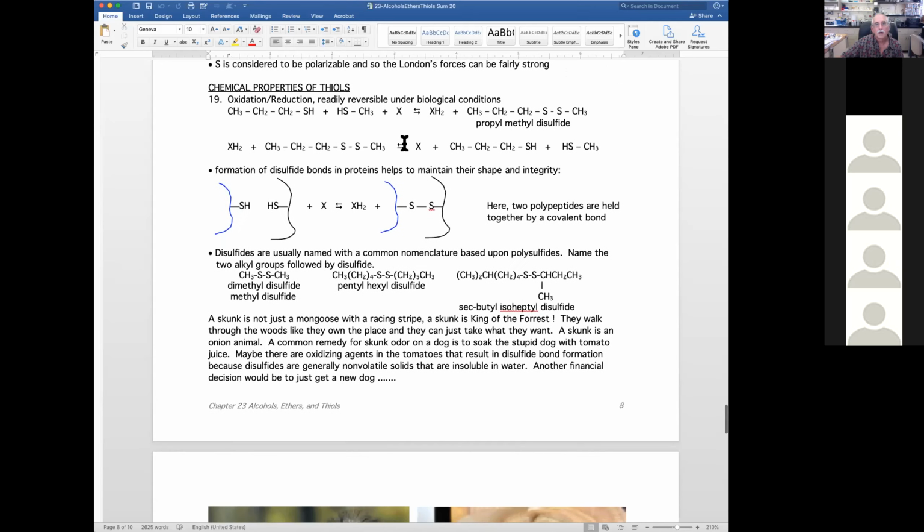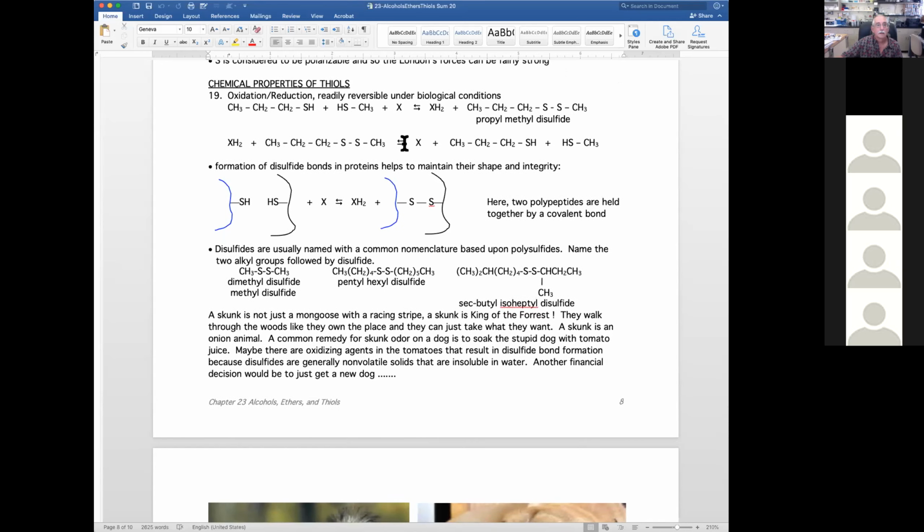So what are the chemical properties of thiols? Well, they can do oxidation and reduction, and these are readily reversible, even under biological conditions. That's why I just gave one reaction. So if you saw this on a test, what you would be thinking is, oh, X wants to turn into XH2. So I take a hydrogen from here to make my XH2. Now sulfur needs another bond, so does that sulfur, so you let them have it. And you end up with a disulfide.